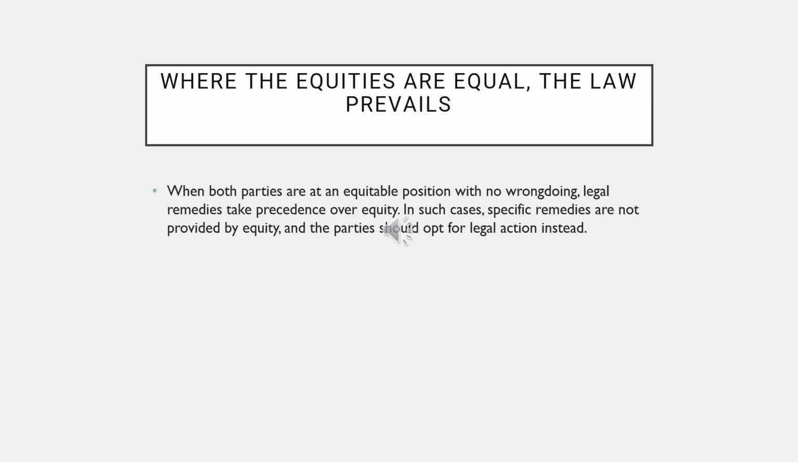So this is our 12th maxim, the last maxim, which states that where the equities are equal, the law prevails. In case neither of the parties, for example, none of the parties has been wrong and both stand at equitable position, the legal remedy will be prioritized. Equity shall not provoke any specific remedy in case both the parties have equal causes. Thus in such cases the parties must bring a legal action rather than an equitable action.